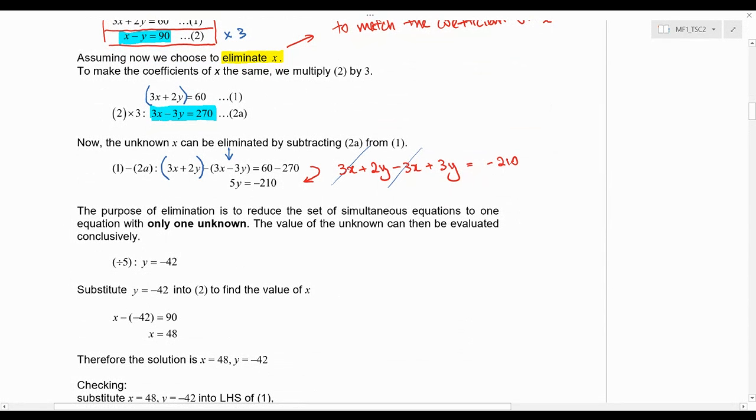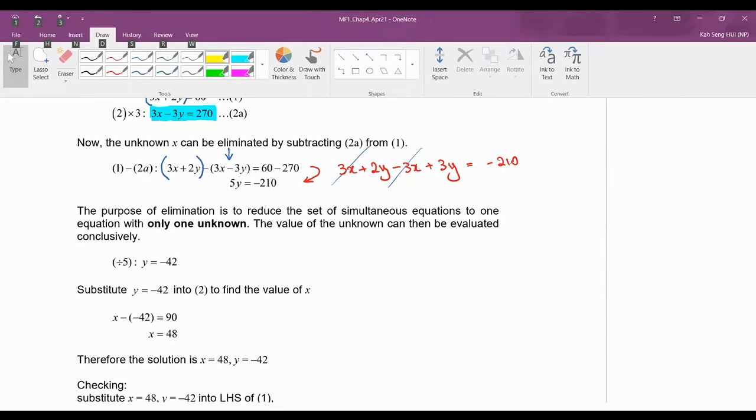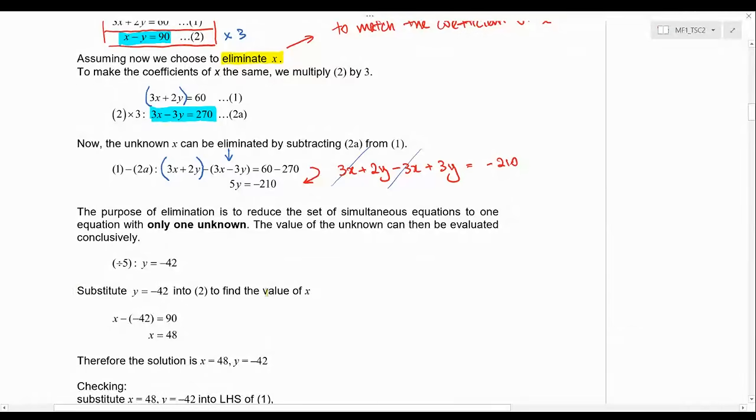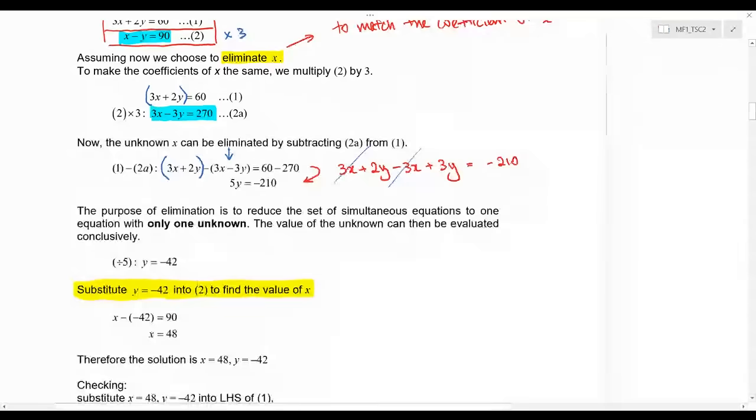And last but not least, you can then put this value inside either of the equations. This procedure of substituting our y equals negative 42, you can put it inside any equation. It doesn't matter. Either equation will satisfy the answer. So you can put it into equation 2, you can put it into equation 1, you can put it into equation 2a. They're all the same. So the choice taken here will be substituting it back into equation 2.